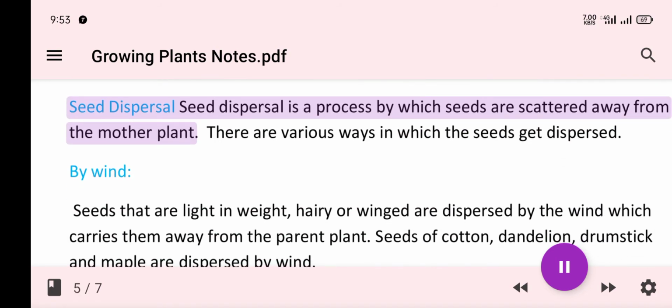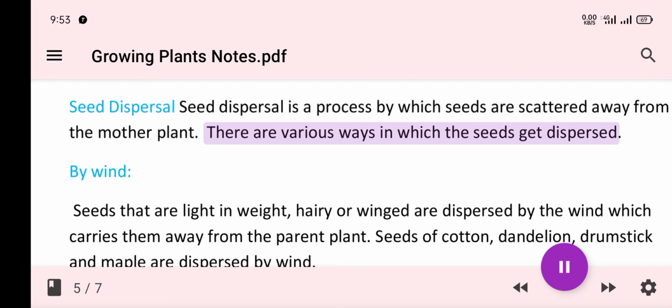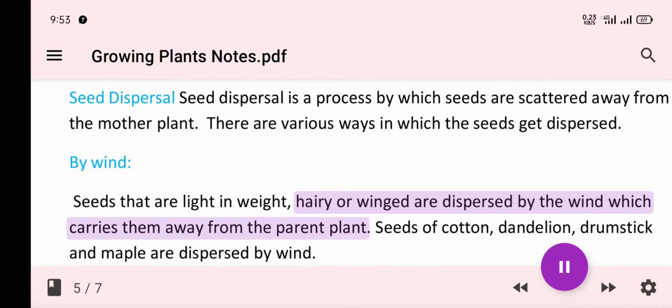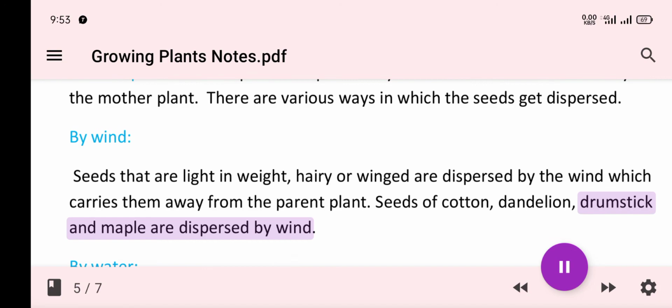Seed dispersal. Seed dispersal is a process by which seeds are scattered away from the mother plant. There are various ways in which the seeds get dispersed. By wind. Seeds that are light in weight, hairy or winged are dispersed by the wind, which carries them away from the parent plant. Seeds of cotton, dandelion, drumstick, and maple are dispersed by wind.